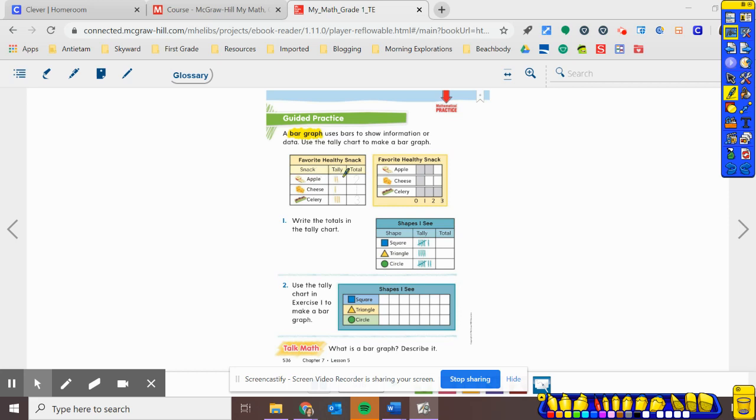So how many people voted for apple? Well, I see my tally chart. There are 2 tallies, so I'm going to write in my total, 2. Trace it. How many people voted for cheese? 1. And how many people voted for celery? 3. So write your totals into your tally chart.